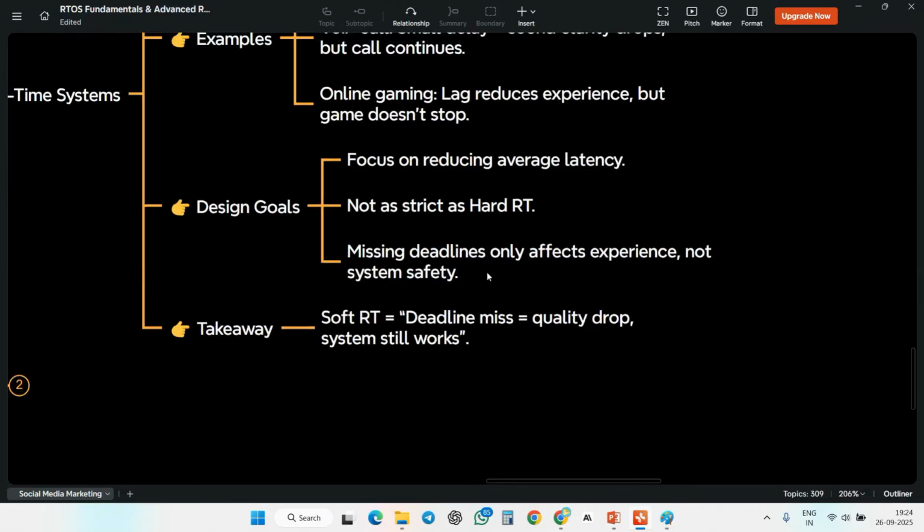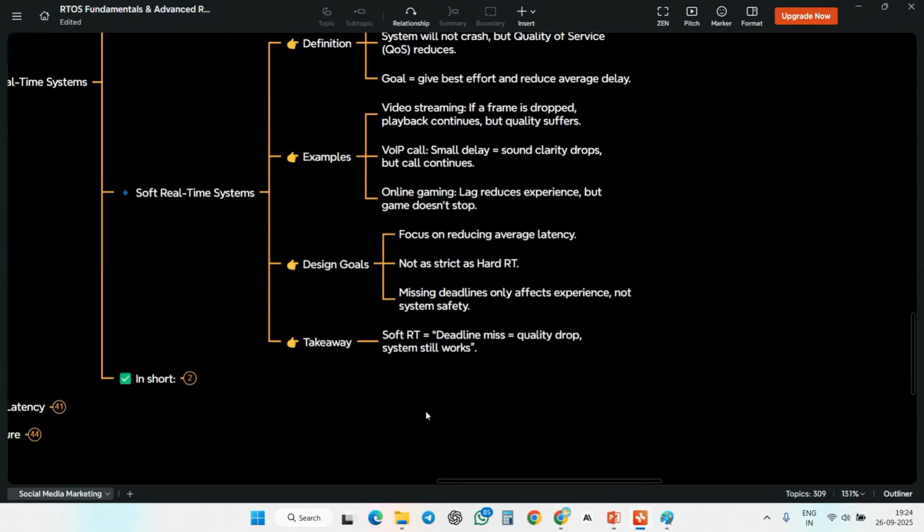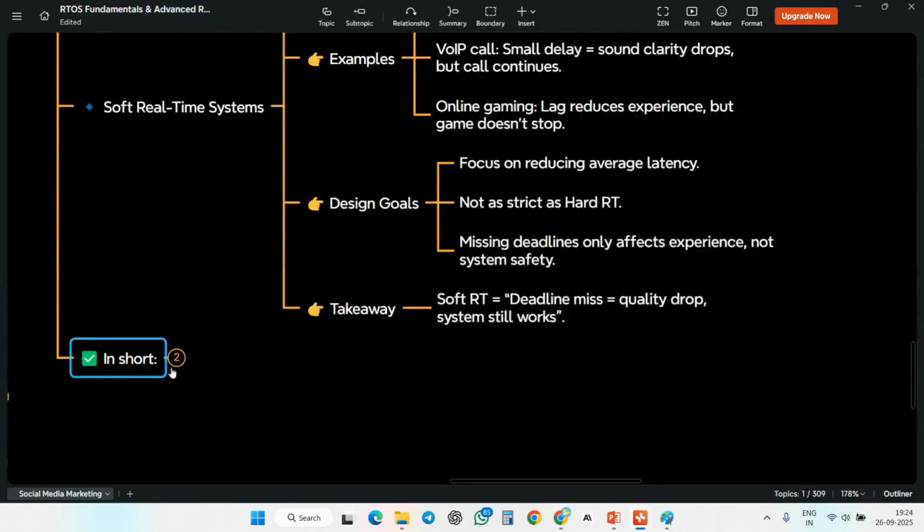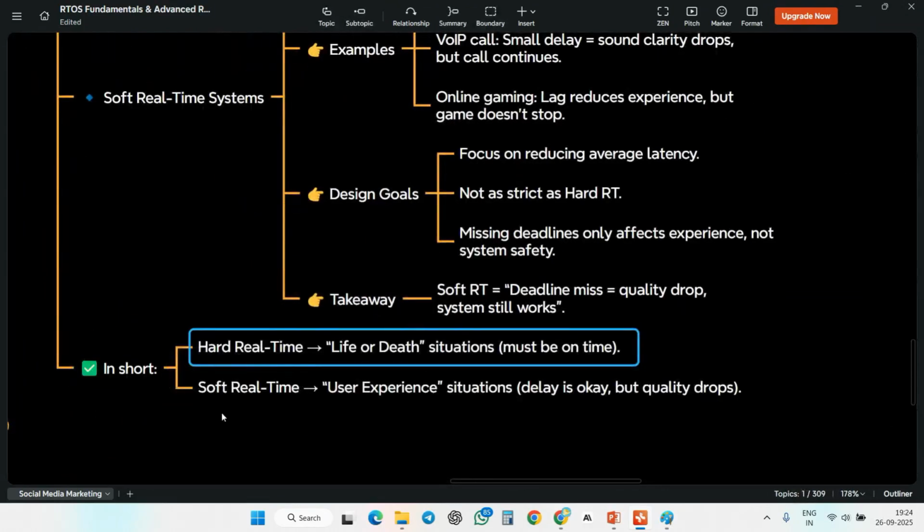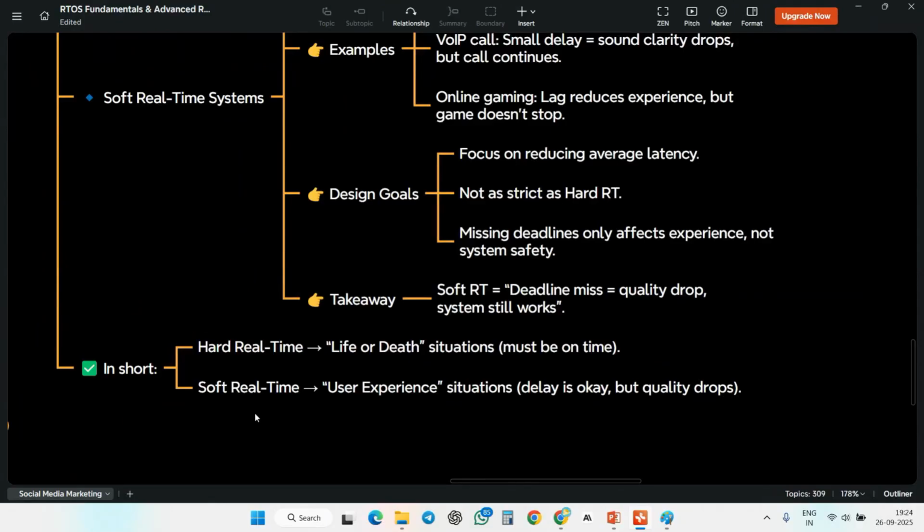So this is the thing about it, guys. I hope you got it. In short, hard real time is a do or die concept. Life or death will be caused. Soft real time is about user experience. It just reduces the quality of service. I hope you are clear on this point.